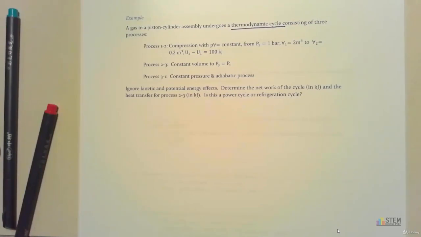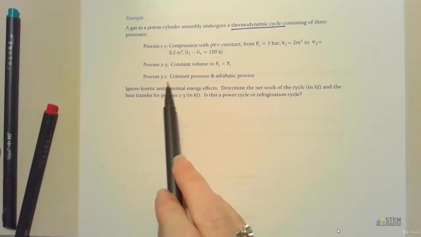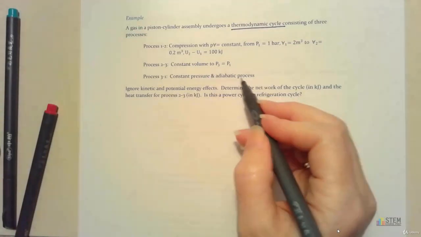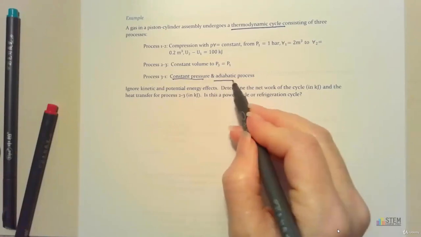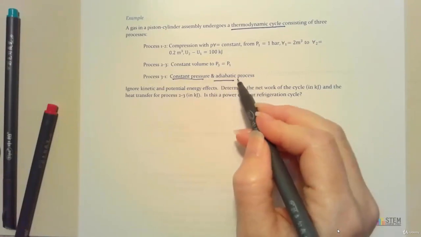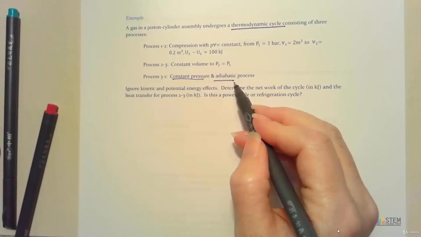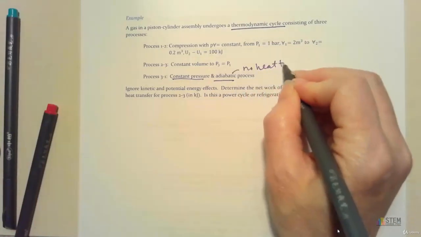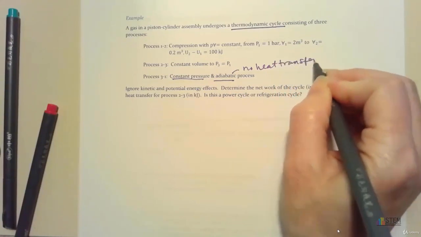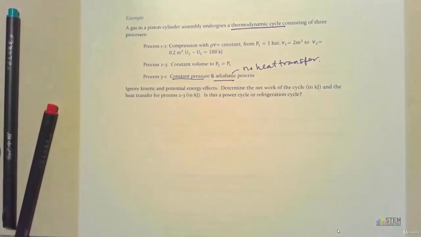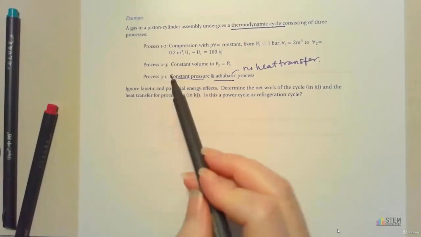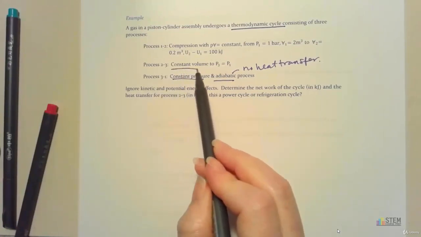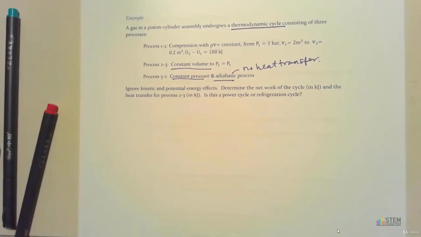Process 2-3, nothing really there. Process 3-1, we have constant pressure and it's adiabatic. Remember, what does adiabatic mean? Means no heat transfer. All right, so no heat transfer there, so that's a good one to know. And also for process 2-3, let's underline constant volume. That's kind of important to pay attention to. All right, so that's basically what we have going for us there.